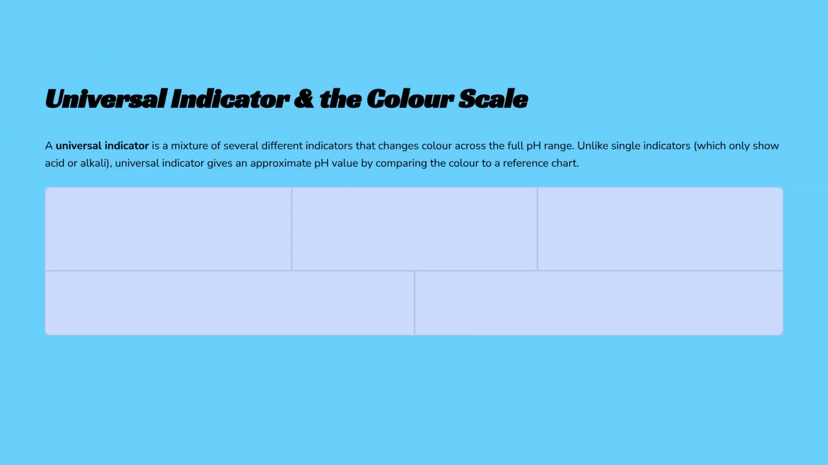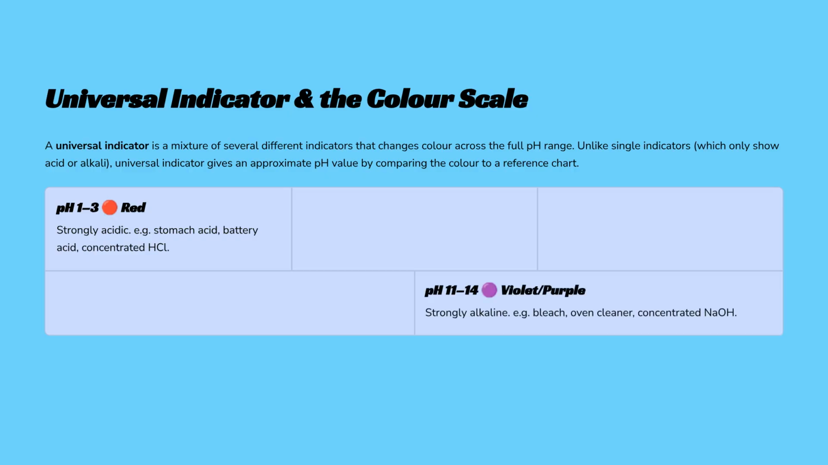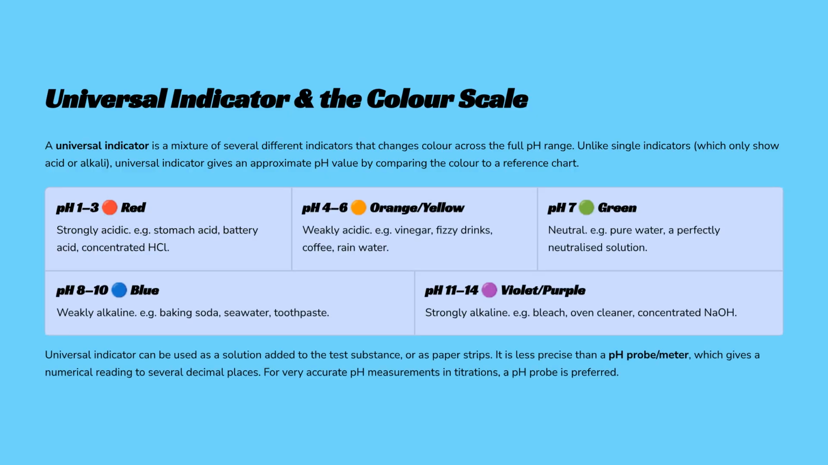A universal indicator changes color across the full pH range, giving an approximate pH value. Colors range from red for strongly acidic, pH 1 to 3, to violet/purple for strongly alkaline, pH 11 to 14, with green indicating neutral, pH 7. For highly accurate measurements, a pH probe is preferred over the indicator.